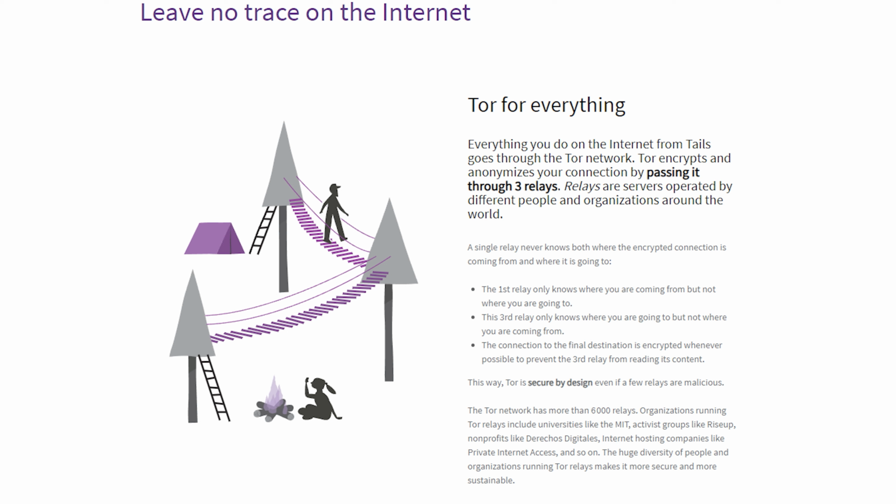The Tor network has more than 6,000 relays. Organizations running Tor relays include universities like the MIT, activist groups like Riseup, nonprofits like Derechos Digitales, internet hosting companies like Private Internet Access, and so on. The huge diversity of people and organizations running Tor relays makes it more secure and more sustainable.